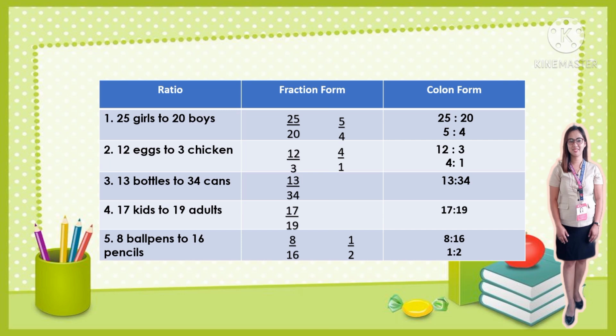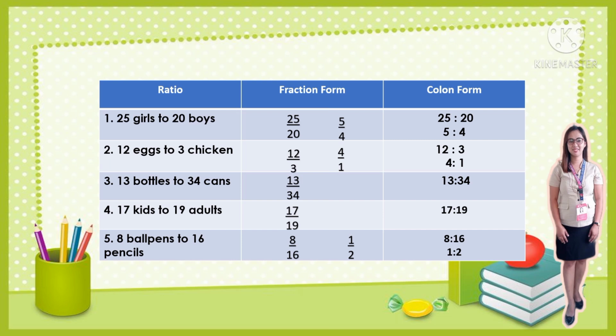Number 2, 12 eggs to 3 chickens. In fraction form, 12 is to 3 or 4 is to 1. In column form, 12 is to 3 and 4 is to 1. Number 3, 13 bottles to 34 cans. In fraction form, 13 is to 34. In column form, 13 is to 34.